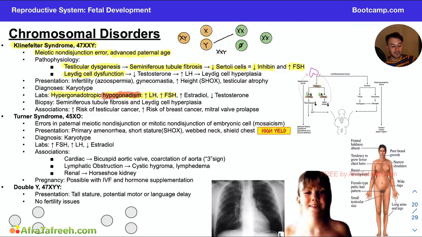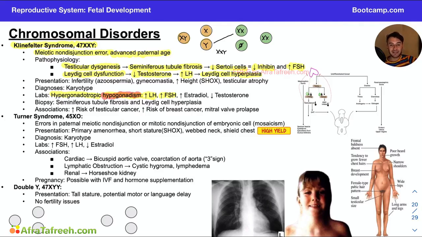We see the same thing on the side of Leydig cells. We're going to have decreased testosterone, which is going to cause an increase in LH because we're not getting that testosterone feedback to the pituitary. And then also we're going to have Leydig cell hyperplasia because they are under constant exposure to the luteinizing hormone from the pituitary. However, they are still not functional. So they're growing, but they're just not making any testosterone.